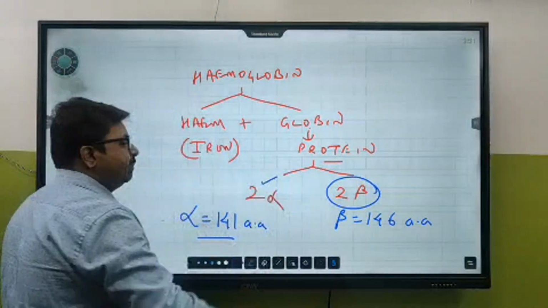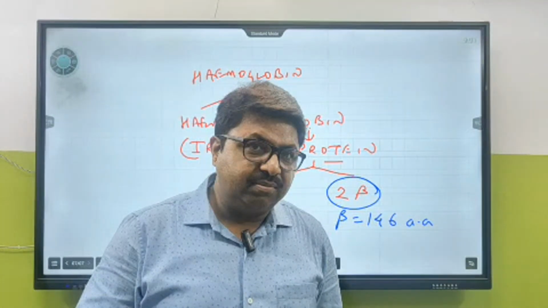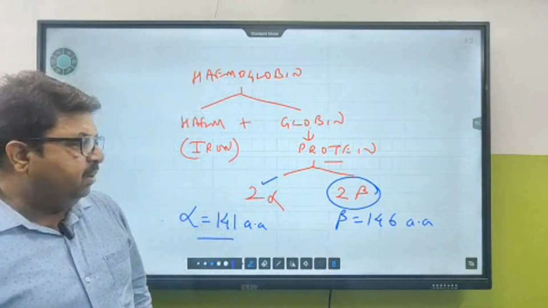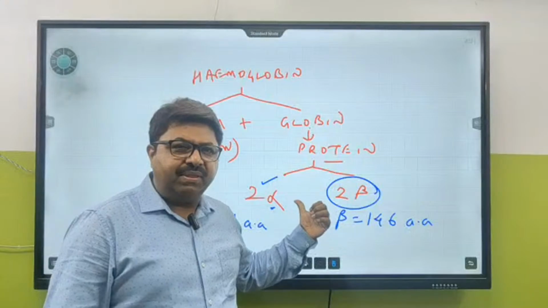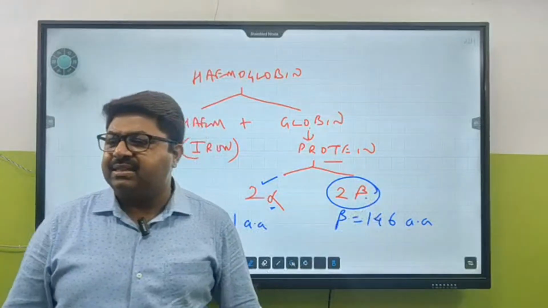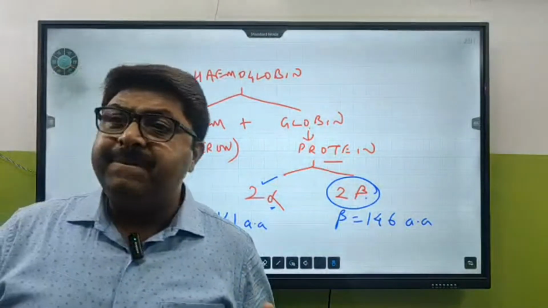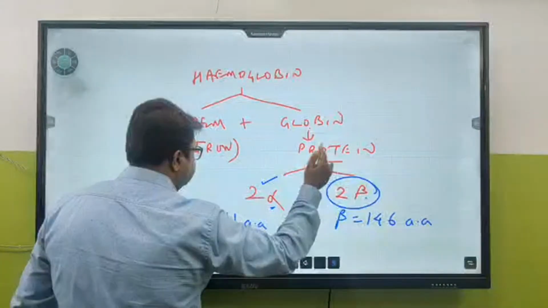So we are going to study about alpha thalassemia and beta thalassemia. Thalassemia is there in your book. Fine. In alpha thalassemia, what happens? There is some problem in the alpha chain of the globin protein. What happens in beta thalassemia? There is some problem in the beta chain of the amino acids of the globin protein.